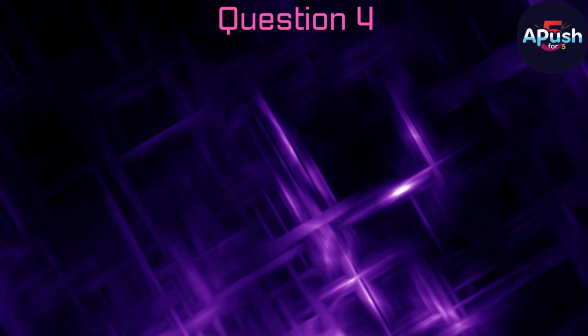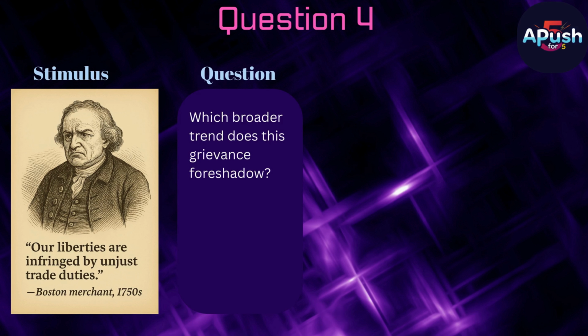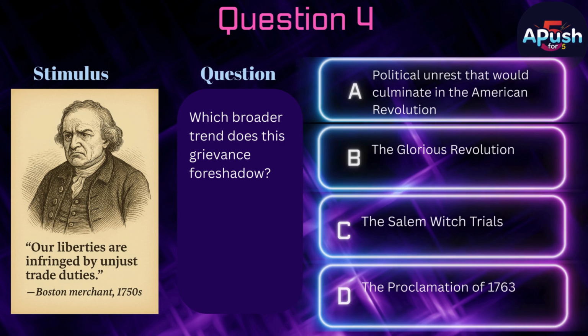Question 4. Stimulus. See the image. Question. Which broader trend does this grievance foreshadow? A. Political unrest that would culminate in the American Revolution. B. The Glorious Revolution. C. The Salem Witch Trials. D. The Proclamation of 1763.